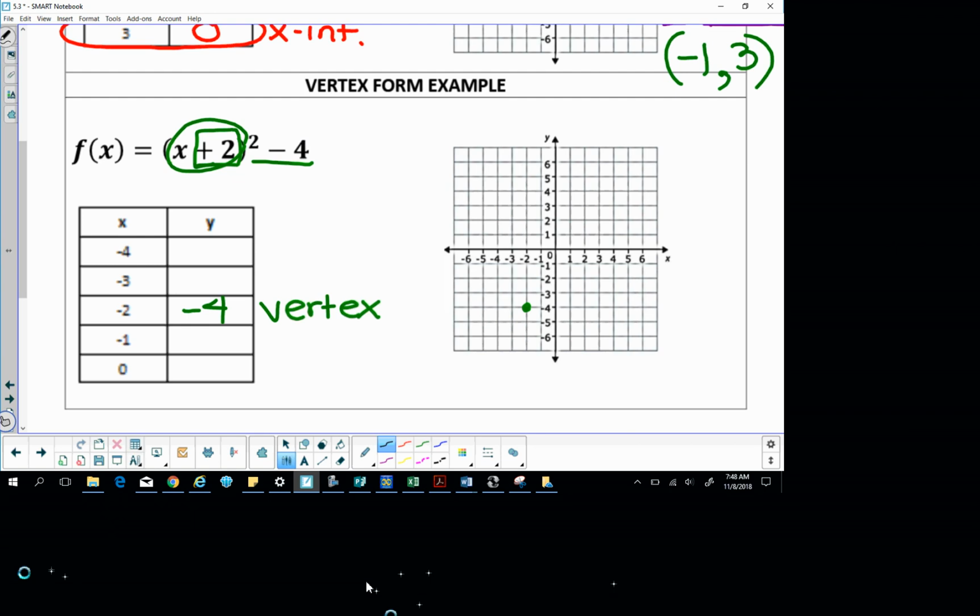So, what's the first button we need to click to see the table? Table. Clear it out, and then we're putting exactly this: parentheses, x plus 2, squared, minus 4. And click enter 5 times. And then fill in your table so you get how to. Now start filling it in.